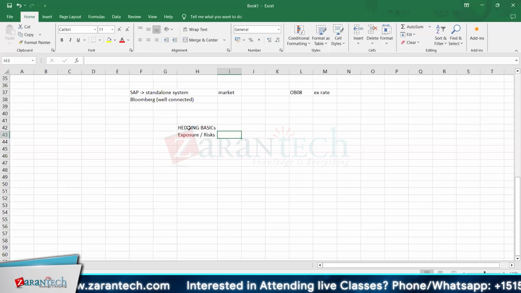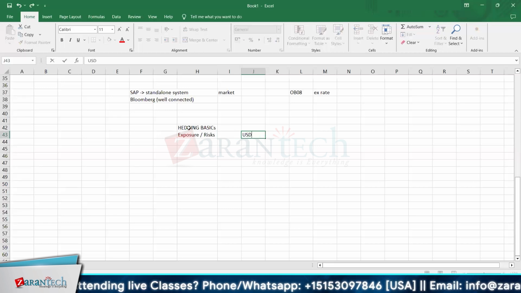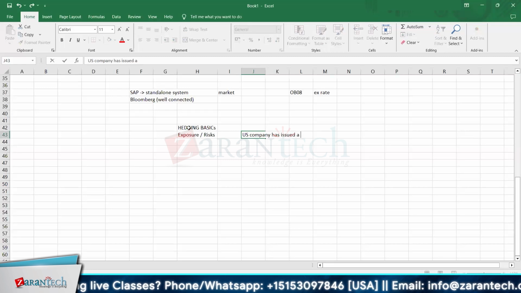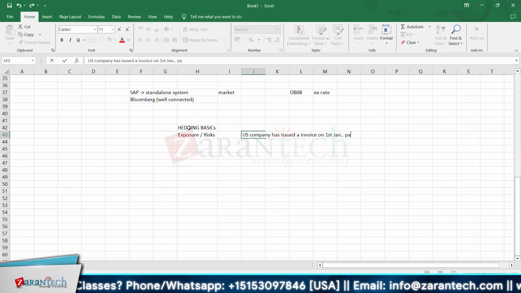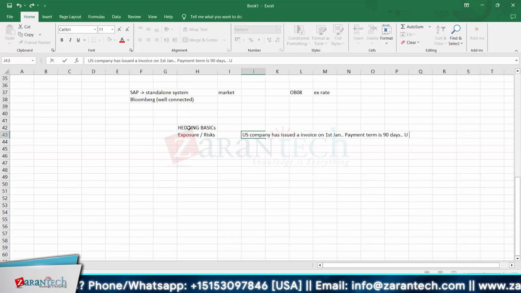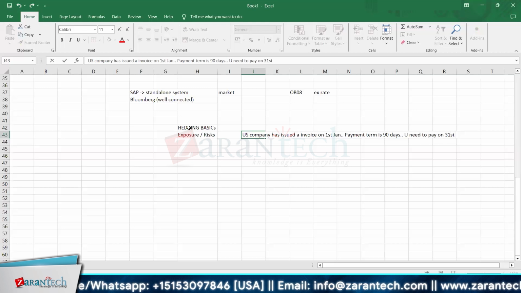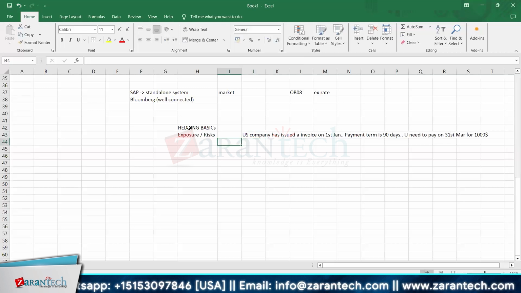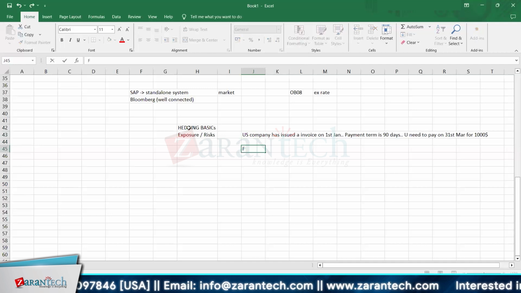So let's say you are a company in India and you're procuring some service from the US. In such a case, let's say the US company has issued an invoice on 1st of Jan. The payment term is you need to pay on 31st of March, let's say for $1,000. So when you're creating the invoice, let's say you use something like FB60, which is a T code to create the invoice, and you book it.